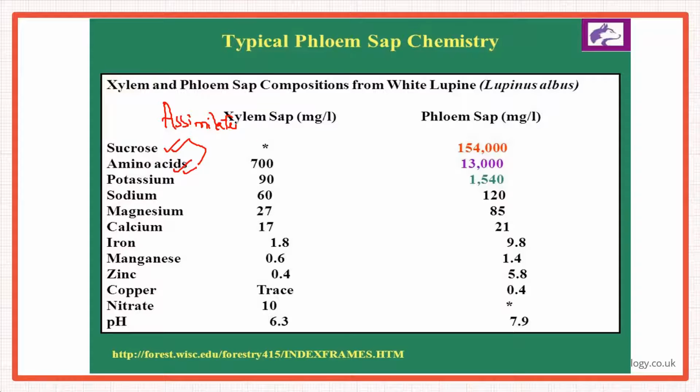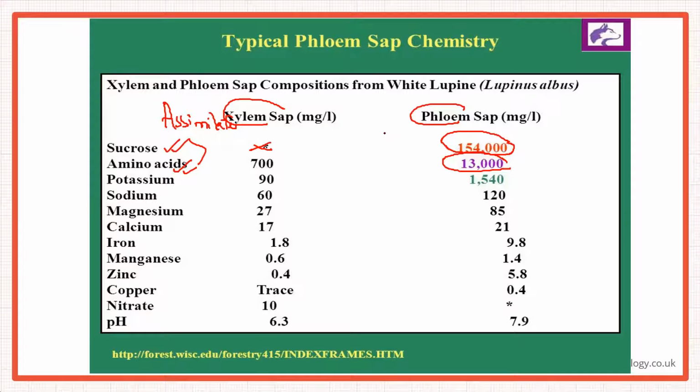Then here, what they've shown you is a comparison between xylem sap and phloem sap. Just for understanding, in xylem the mass flow is only of water and mineral ions, so you will definitely not find any sucrose there. If you compare that with phloem, the major component there is sucrose. And then look at the amino acids. These are the two major components that you're going to find in the phloem, and these are the two that we'll talk about.